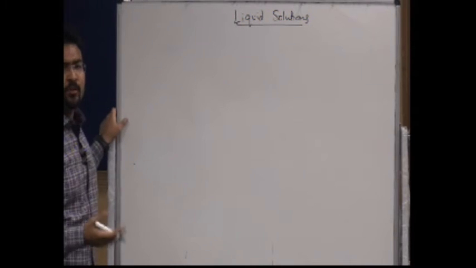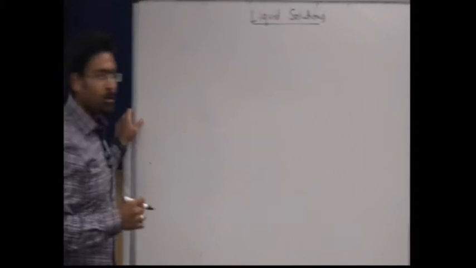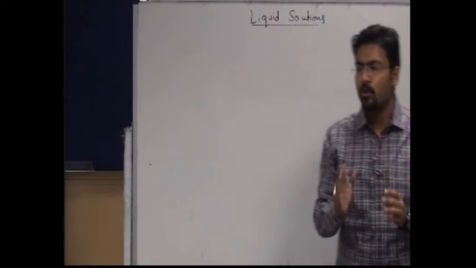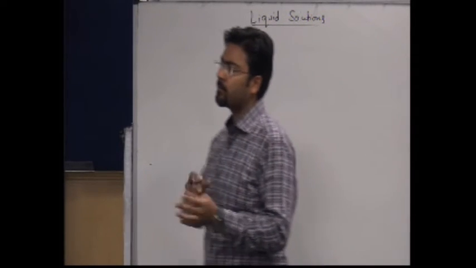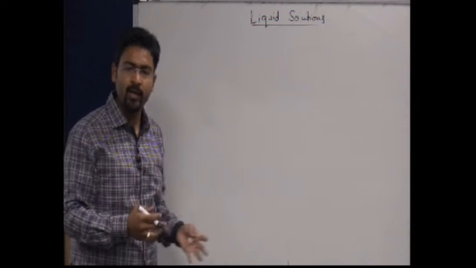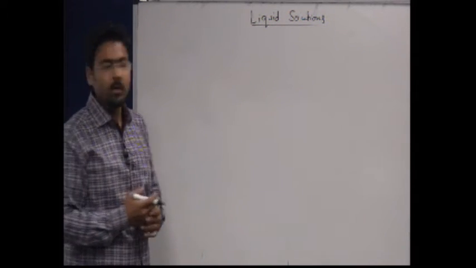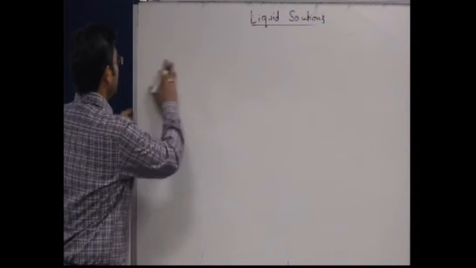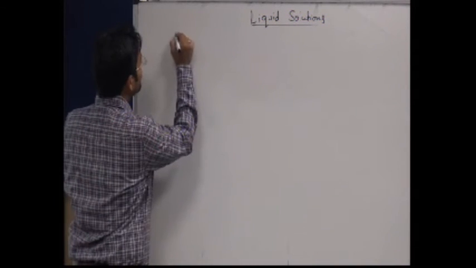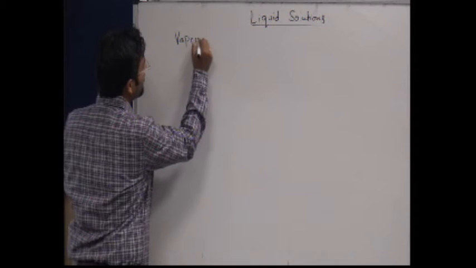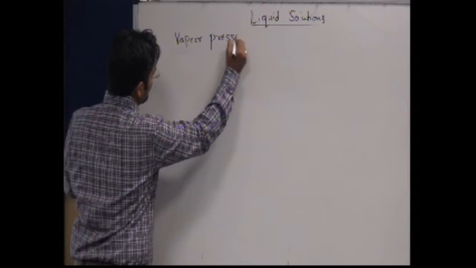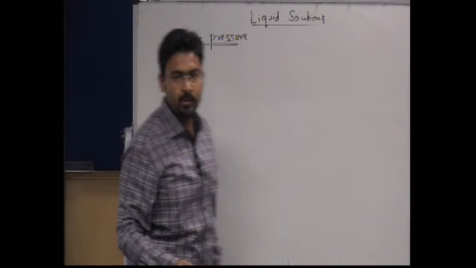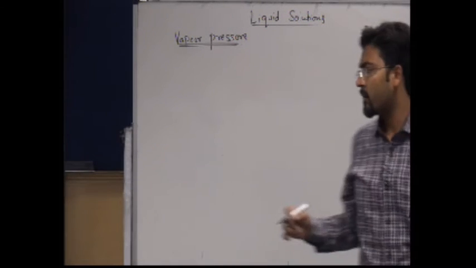The next chapter is solutions, or liquid solutions. In this chapter, we'll be dealing primarily with the vapor pressure of the solution, and some properties around it which are called colligative properties, which we'll be discussing tomorrow. So today we'll be focusing primarily on the vapor pressure part of it. Before we move forward, let's quickly understand what vapor pressure is. We'll spend some time here, because if you understand this concept, you'll understand a lot of other things around it.